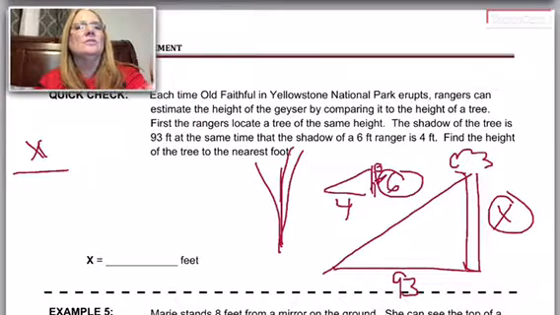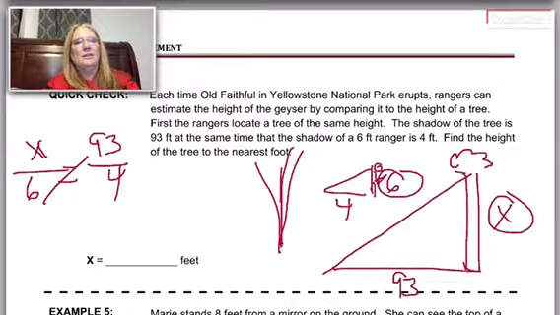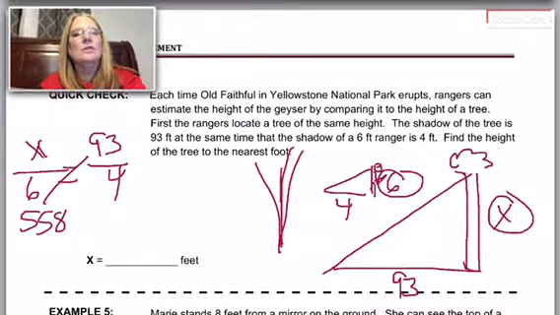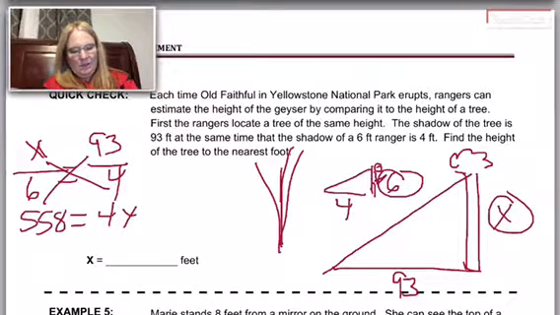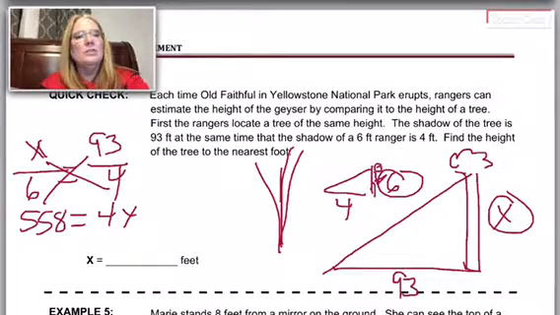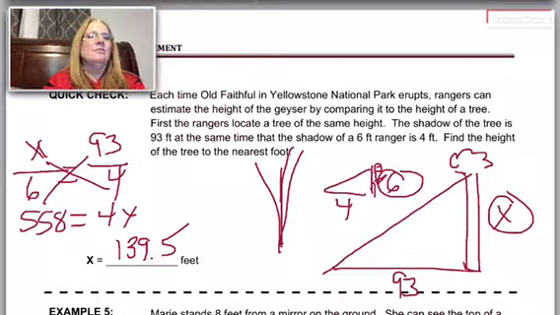over 6 equals 93 over 4. And we're going to cross multiply. 93 times 6 is 558. Is equal to 4 times x, and then divide by 4, 139.5 feet.